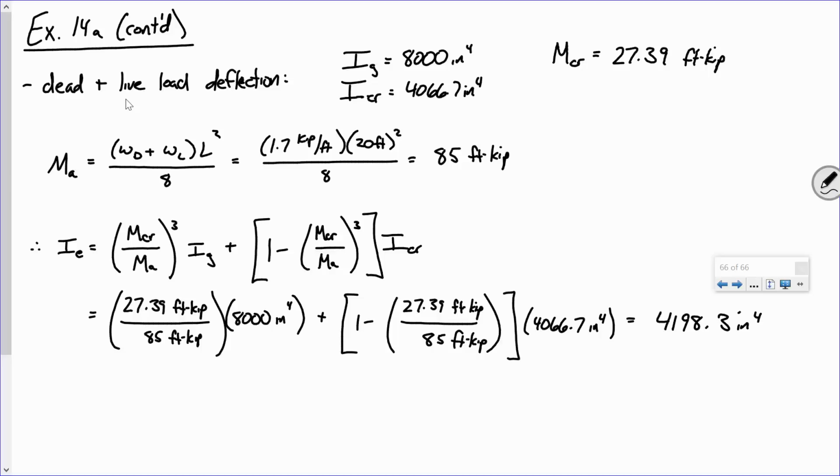Now, what was this before? What was this on the last part? Like 47 something? So look what happened. More load on the beam, more of the beam has cracked, so this dropped. Make sense? All right. So now we can compute deflection.